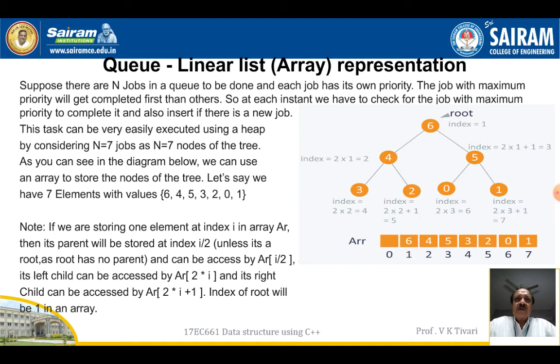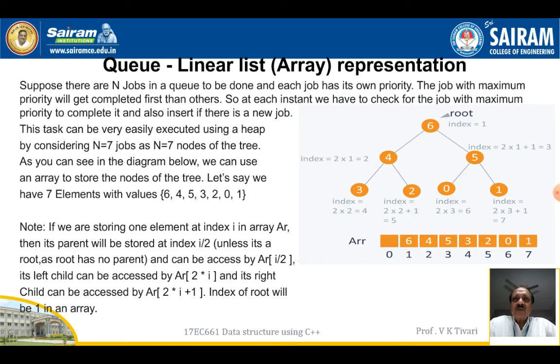Queue linear list array representation. We can look at the figure where the root is at index 1, with values 6, 4, 5, 3, 2, 0, 1. These are the nodes: roots, parents and their children.